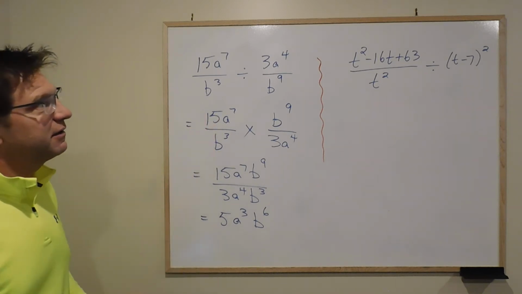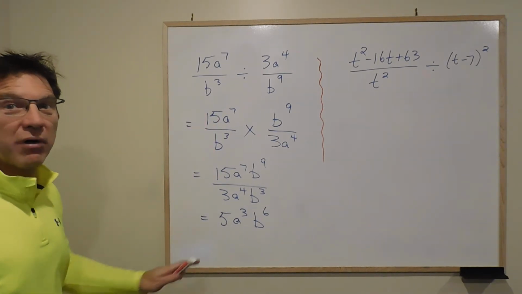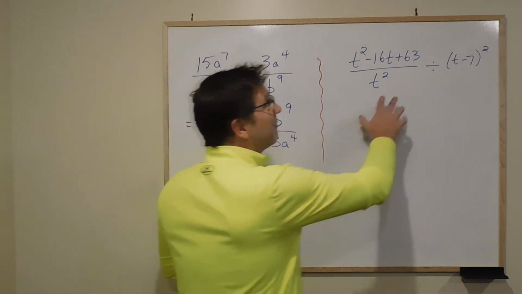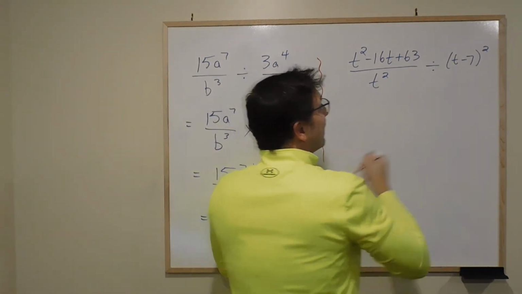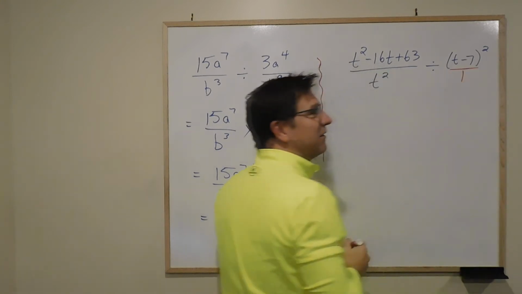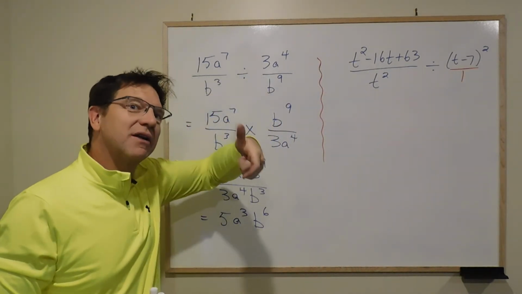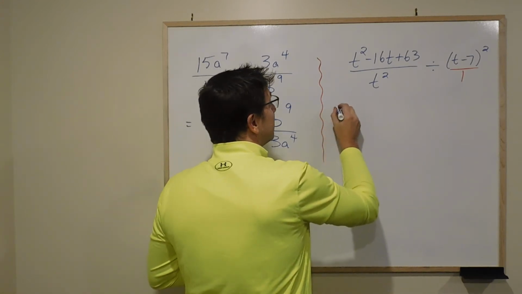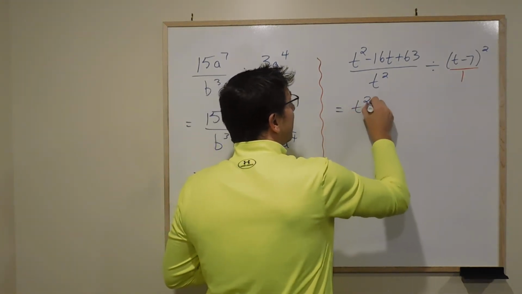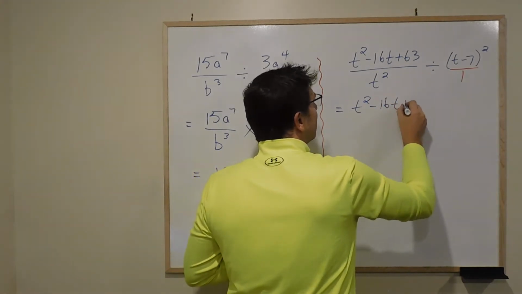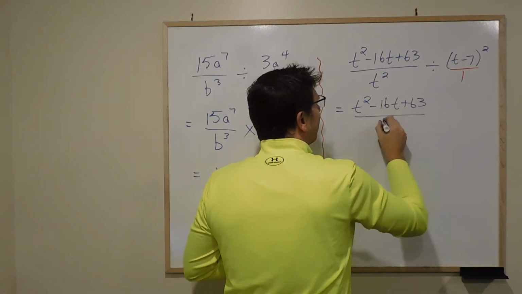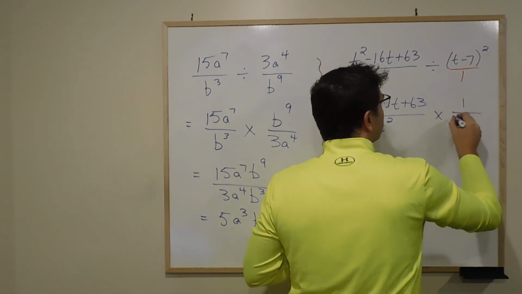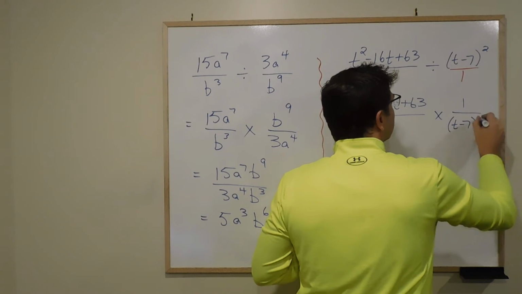If we go to the second one, hit pause if you need to relook at that one. But this one here, we're dividing, but it's not a fraction, but we can easily make it into a fraction, so then we can take the reciprocal and multiply. So it's going to look like this. t squared minus 16t plus 63 over t squared times 1 over t minus 7 squared.